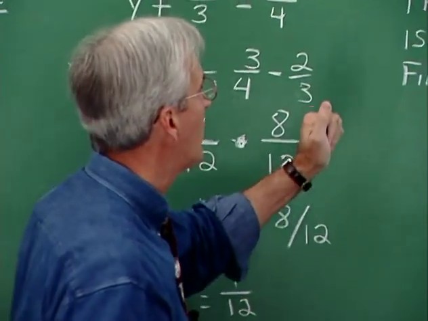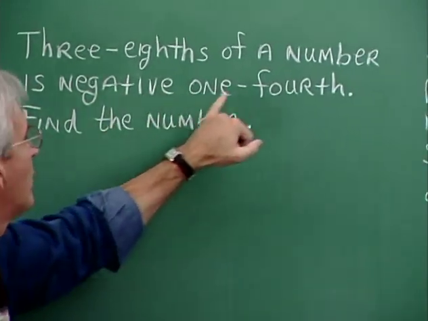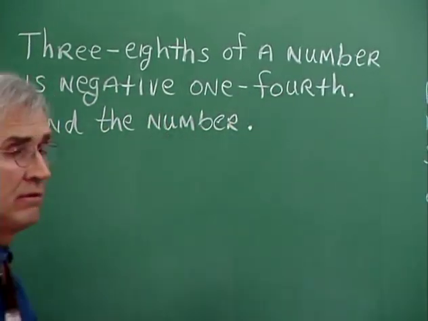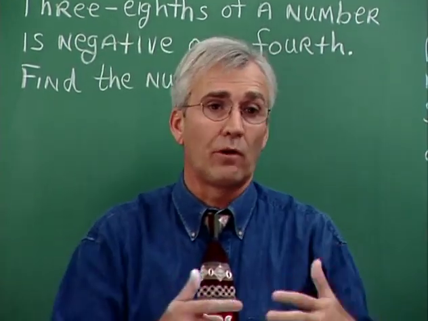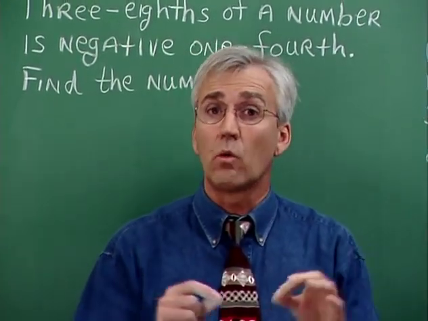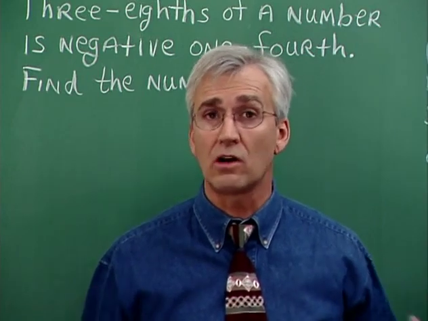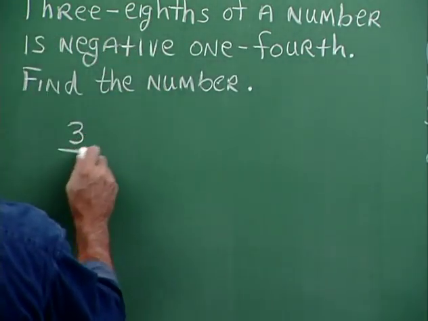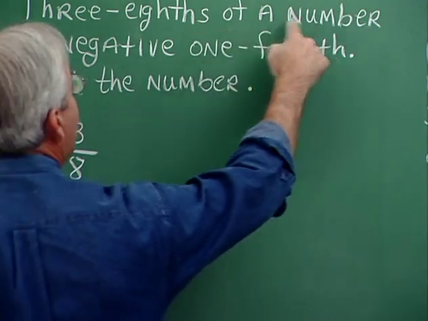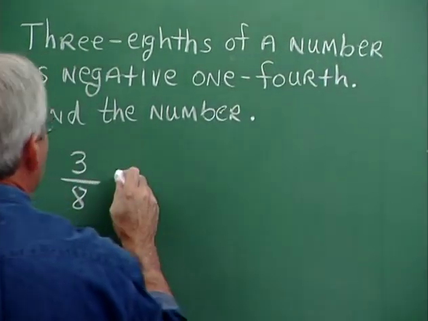Let's look at a couple of word problems. 3/8 of a number is -1/4. Find the number. Now, a lot of times to solve word problems, all we do is go through a little word interpretation. We take the words involved in the sentences and we interpret them in a mathematical form. And that's all we really have to do here. 3/8 of a number. Of means times. 3/8 times a number.